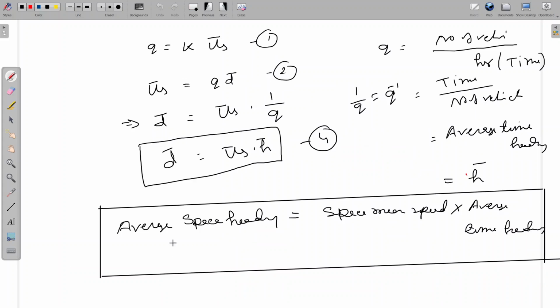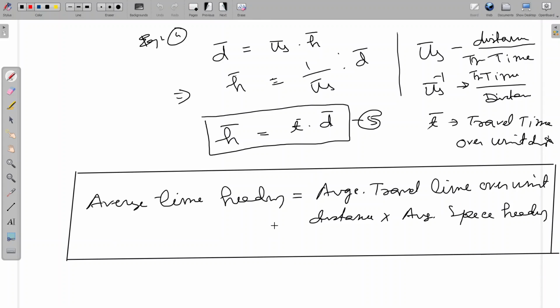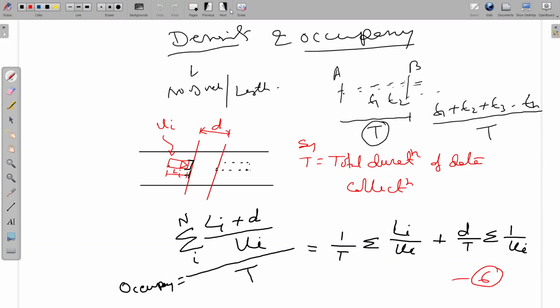Then I said average space headway. What is that? Average space headway to speed, and average time headway. And the last one was the average time headway into average travel time over unit distance. So travel time basically into average space. Okay, so these are the relationships which are applied here mainly, for the different stages that you have seen, and you can calculate it.